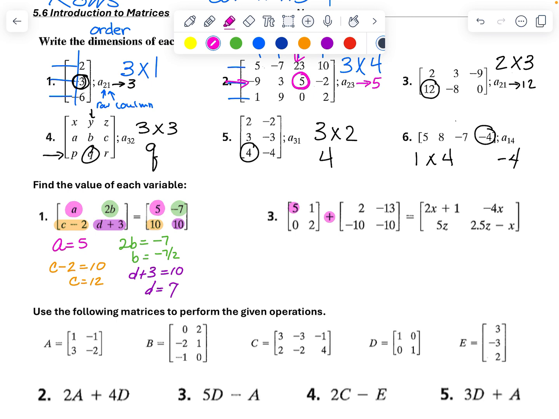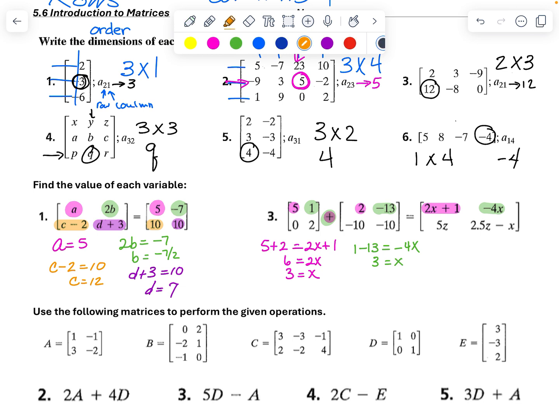5 plus 2 equals 2x plus 1. So that algebraic equation is 5 plus 2 equals 2x plus 1. So 6 equals 2x. So 3 is equal to x. I think you get the picture. 1 plus -13 is -4x. So 1 minus 13 is -4x. So x is 3.